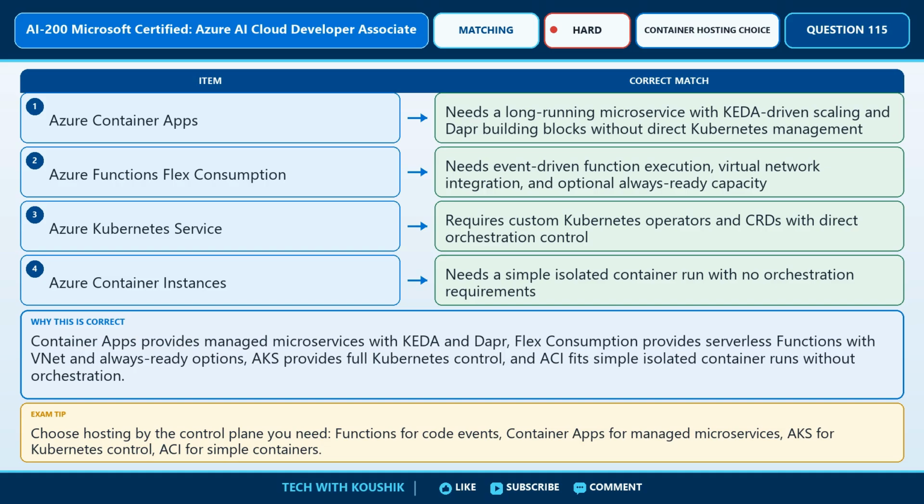Container Apps provides managed microservices with KEDA and Dapr. Flex Consumption provides serverless functions with VNet and always-ready options. AKS provides full Kubernetes control, and ACI fits simple isolated container runs without orchestration. Choose hosting by the control plane you need. Functions for code events. Container Apps for managed microservices. AKS for Kubernetes control. ACI for simple containers.